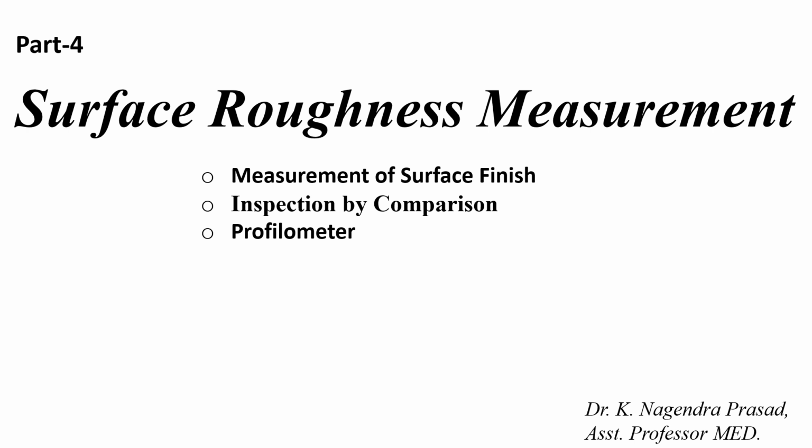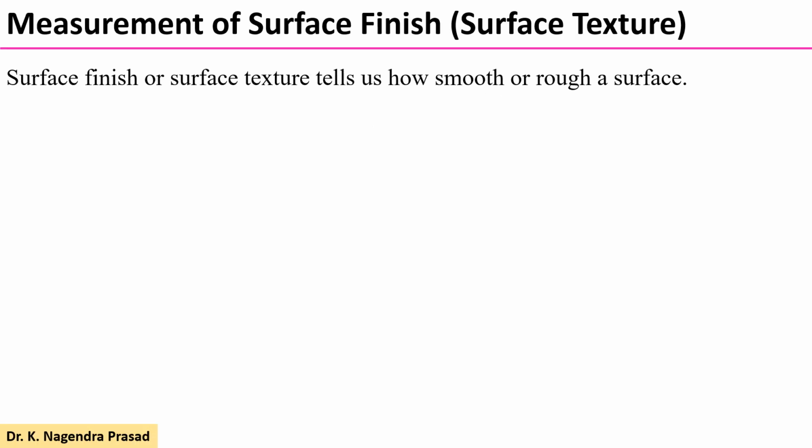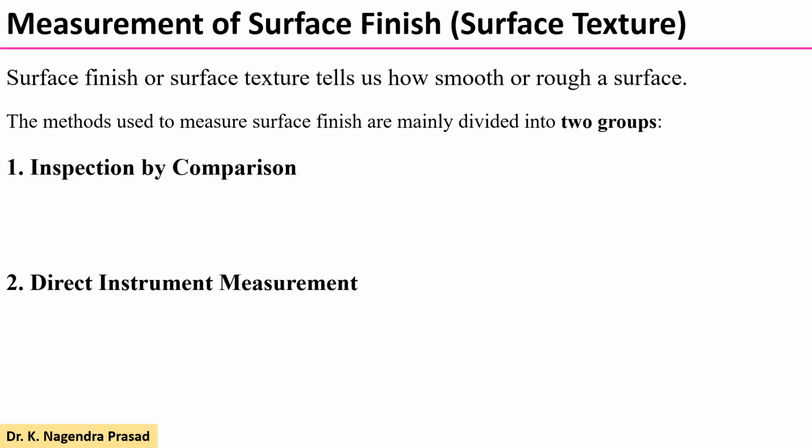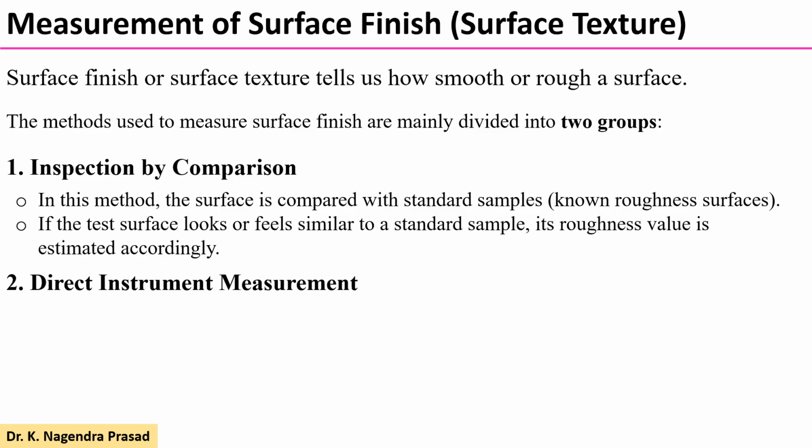In the present video, we will discuss the measurement of surface finish. Surface finish, or surface texture, tells us how smooth or rough a surface is. The methods used to measure surface finish are mainly divided into two groups. The first one is inspection by comparison and the other one is direct instrument measurement.